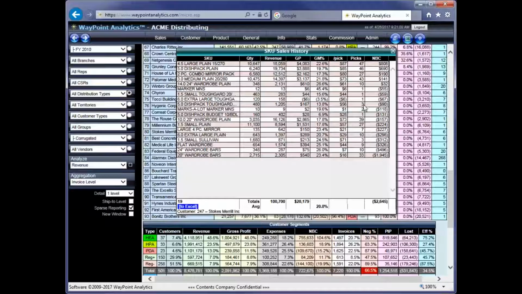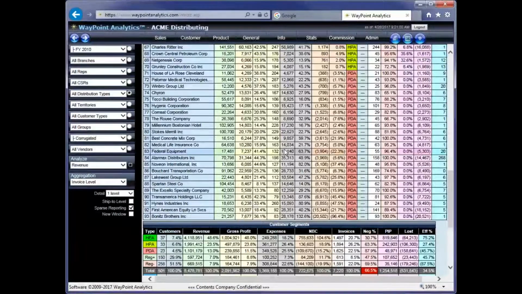We had a $9 sale to them, and that's kind of ridiculous. It wound up in this company losing $118 servicing that order. So there's a way to go in and get more detail. So that was a good question.